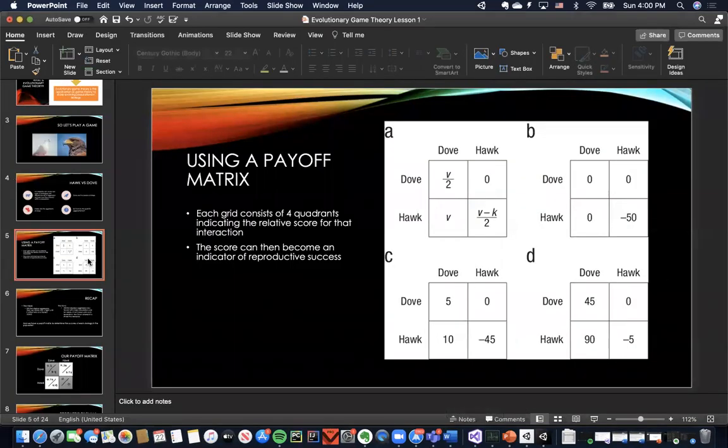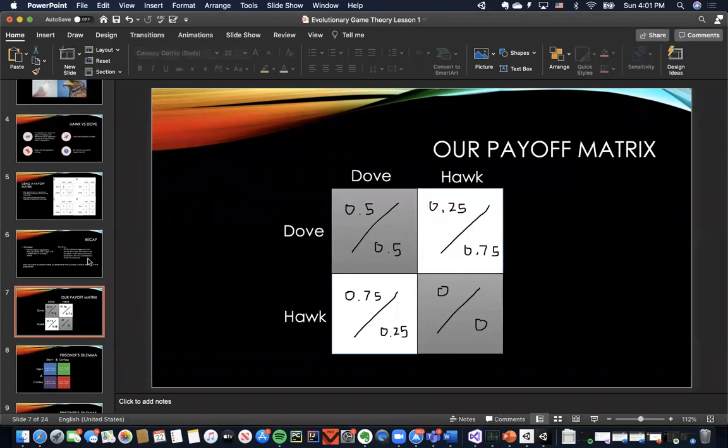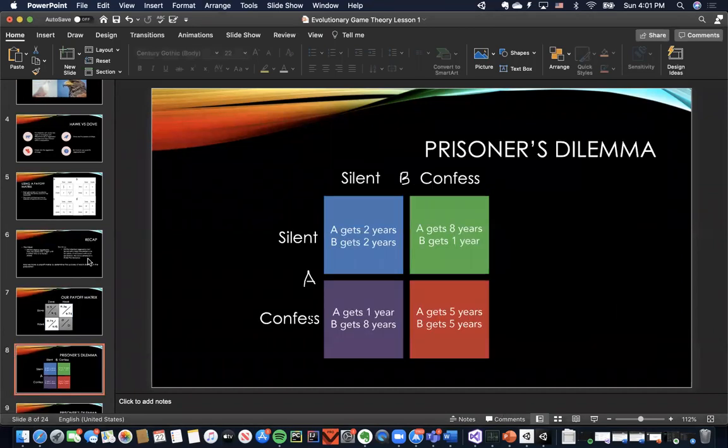For the rest of the lesson, I'm just going to use the PowerPoint and go through it. So we kind of did the recap. We used this payoff matrix, which you can see over here. I already mentioned it in the simulation, so I'm just going to move on.